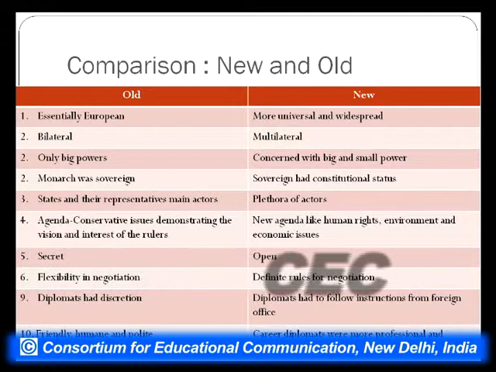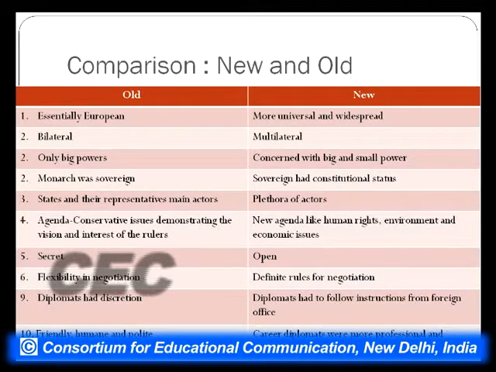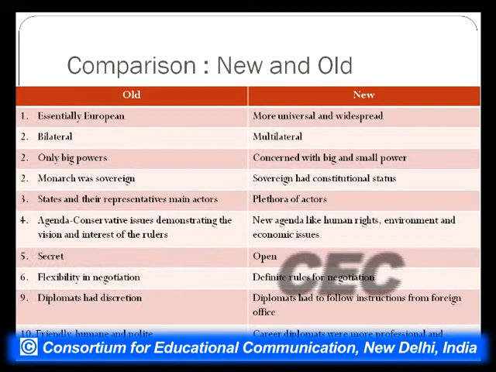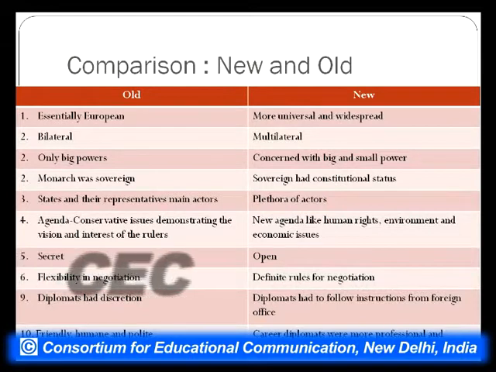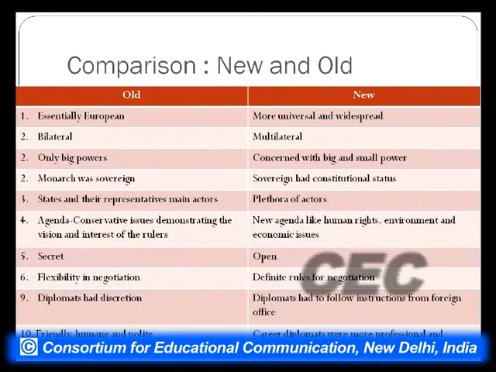The monarch was sovereign, and the diplomat was a representative of the monarch who was sovereign. So, he did not represent a state, whereas in the new diplomacy, the sovereign had constitutional status. Therefore, the diplomat was representing his country which had constitutional sovereignty.